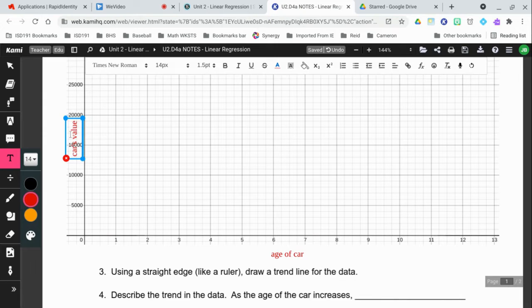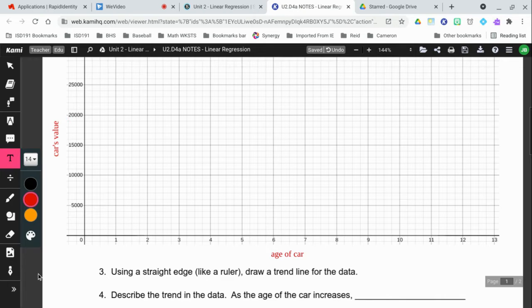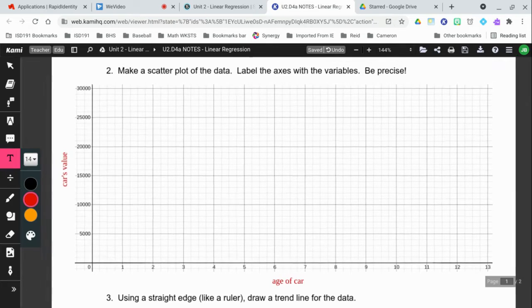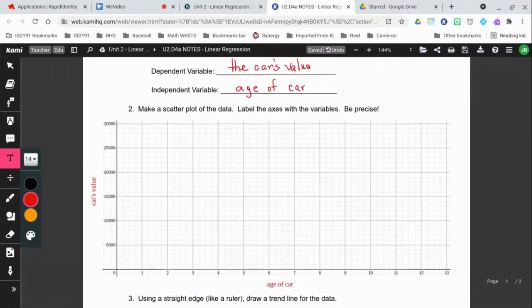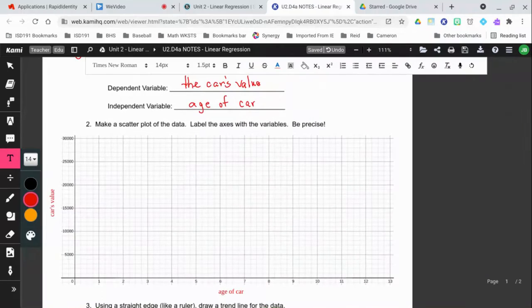There we go. You guys see how I did that? After you type it in, when you're in this text box up here in the text toolbar, there's a little rotate arrow, and you can rotate that text on your own. All right, so we've got our axes labeled. Next, we need to plot our data.